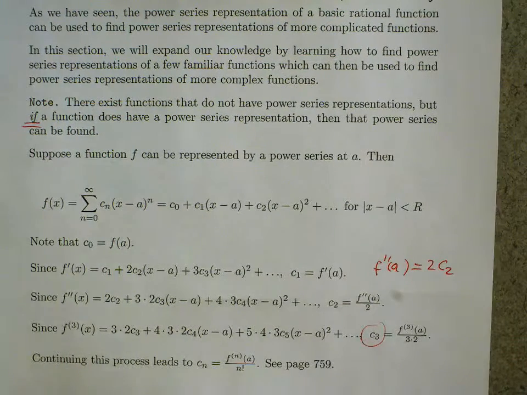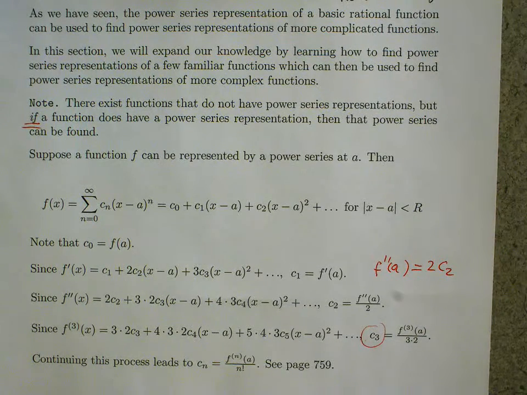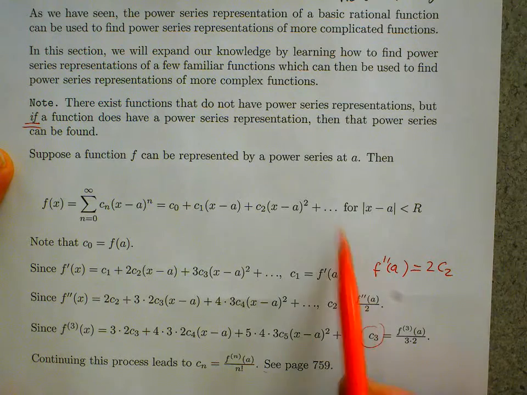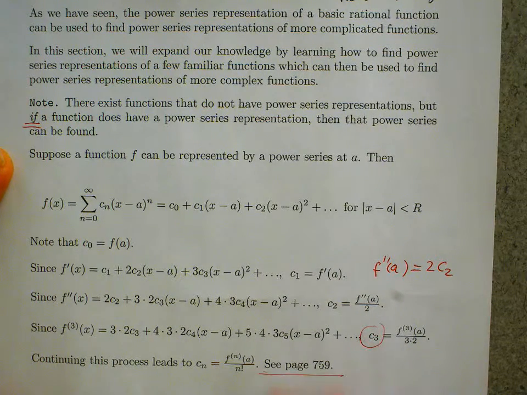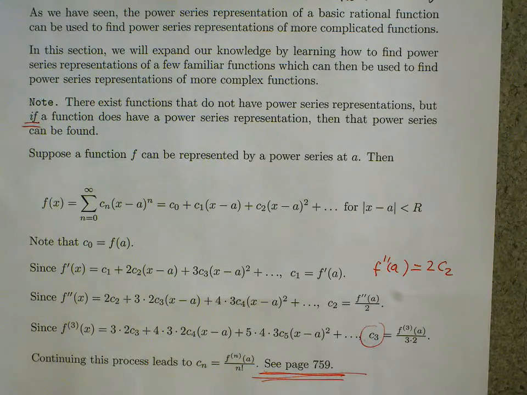Okay, if you continue this process, we find that the coefficients c sub n are the nth derivative of f evaluated at a divided by n factorial. This is a short version of the argument that's in the textbook on page 759, if you want to look at it in a little bit more detail from the textbook.